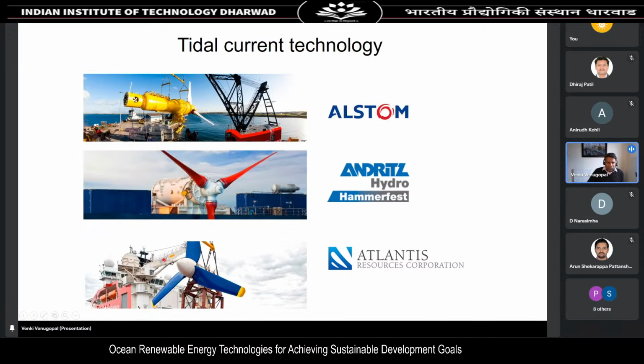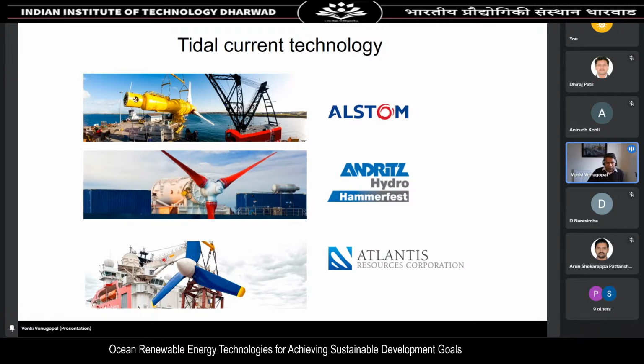And just quickly, I want you to see some of the current tidal current technologies. As I mentioned before, they are mostly based on 2-bladed or 3-bladed turbines. The companies named are given here: Alstom, Hammerfest, Atlantis. Even though they all have 3 blades, the blade profile is different. The capacity is different. One may be 1 megawatt, another may be 2 megawatt, and so on. But this is for you to see that they are real. The development is real.